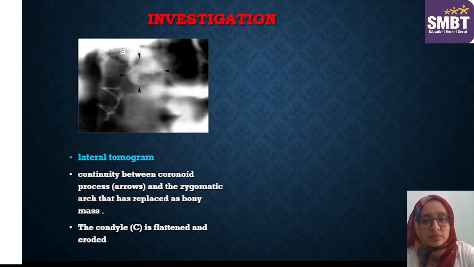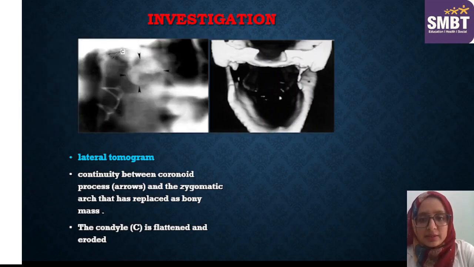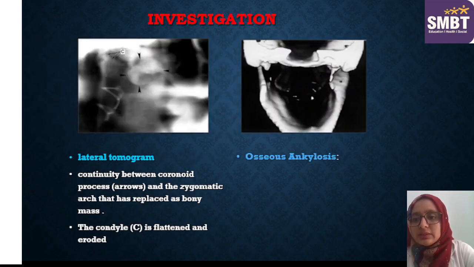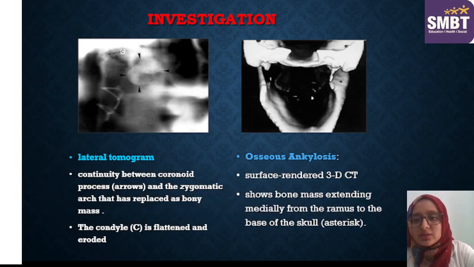Appreciate the C in the photo, your radiograph. There is a complete flattening of the condylar head. This is a 3D structure which shows osseous ankylosis, showing bone mass extending medially from the ramus to the base of the skull. Appreciate the asterisk mark.